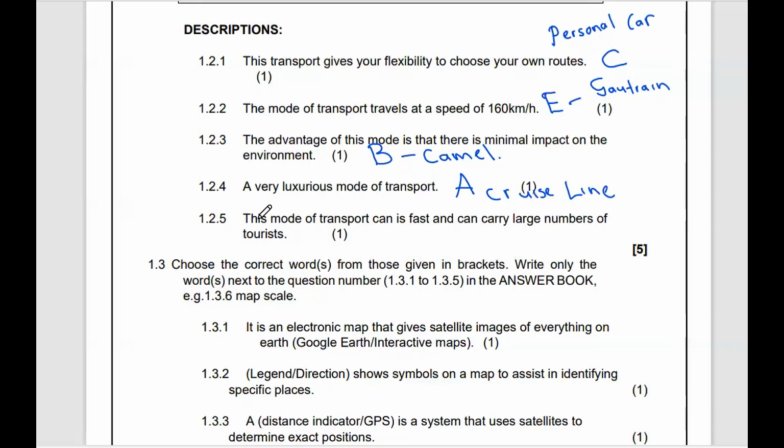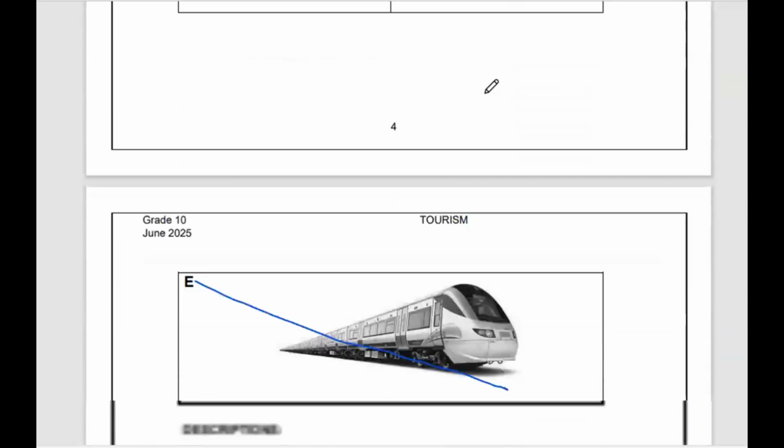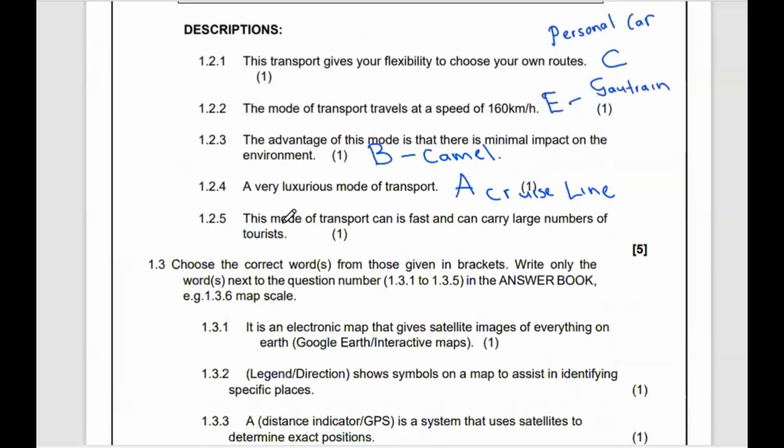Then 1.2.5, this mode of transport is fast and can carry large numbers of tourists. The only remaining option then will be D, which is the aeroplane. The aeroplane is extremely fast and it also carries large numbers of tourists. So the aeroplane would be our correct response there. These are the different options which we have given for each. I'm just going to do a quick rundown for each and every option.